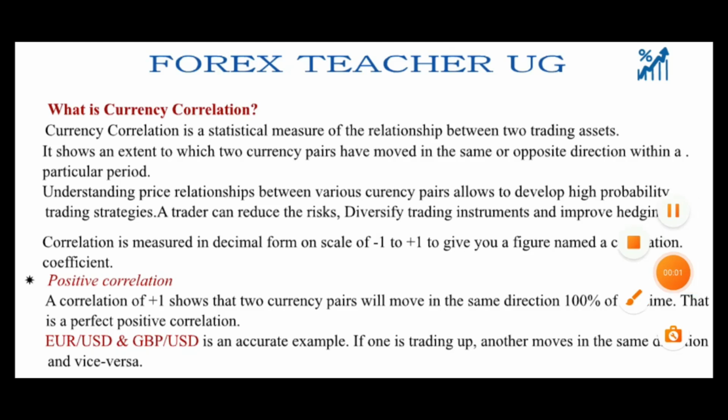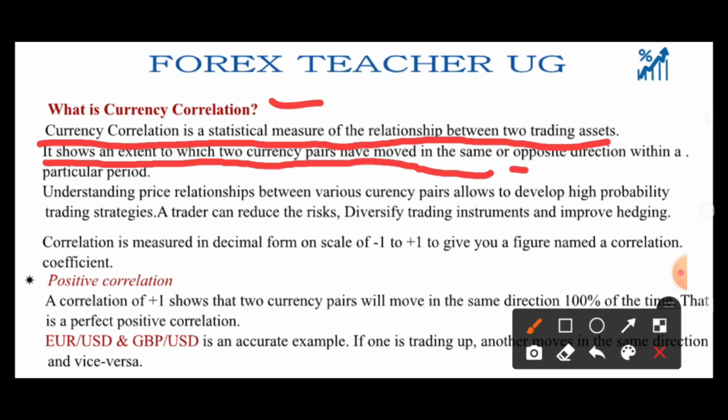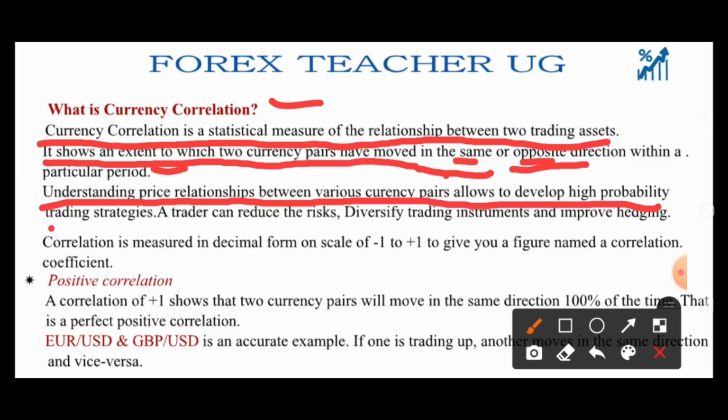About currency correlation. So currency correlation is a statistical measure of the relationship between two trading assets. It shows the extent to which two currency pairs have moved in the same or opposite direction. We need to note this: currencies moving in the same or opposite direction. These are our keynotes within a particular period. So understanding price relationships between various currency pairs allows you to develop high probability trading strategies. So a trader can reduce the risks, diversify trading instruments, and improve hedging, as we shall be seeing in our practicals.